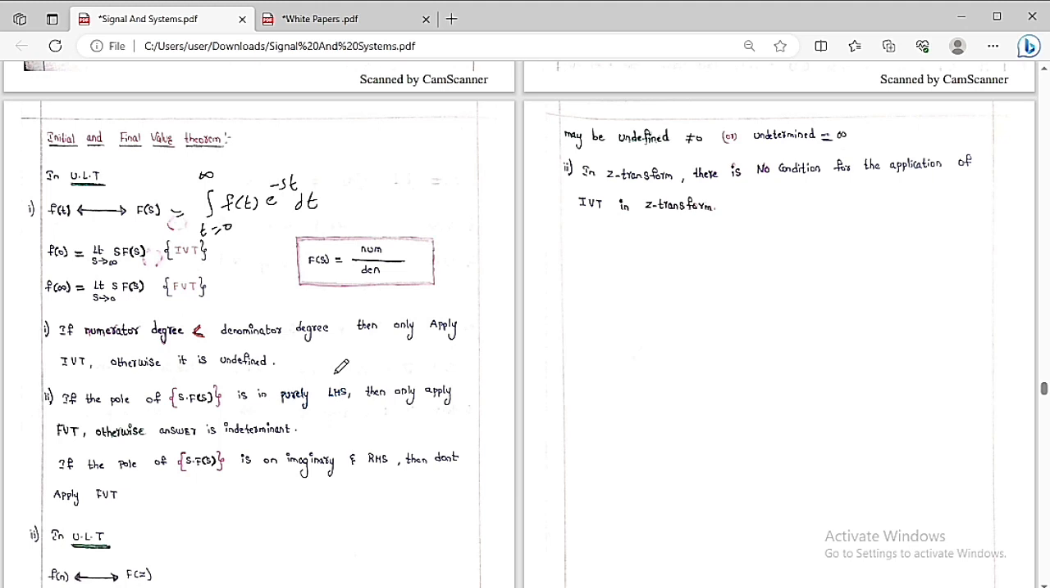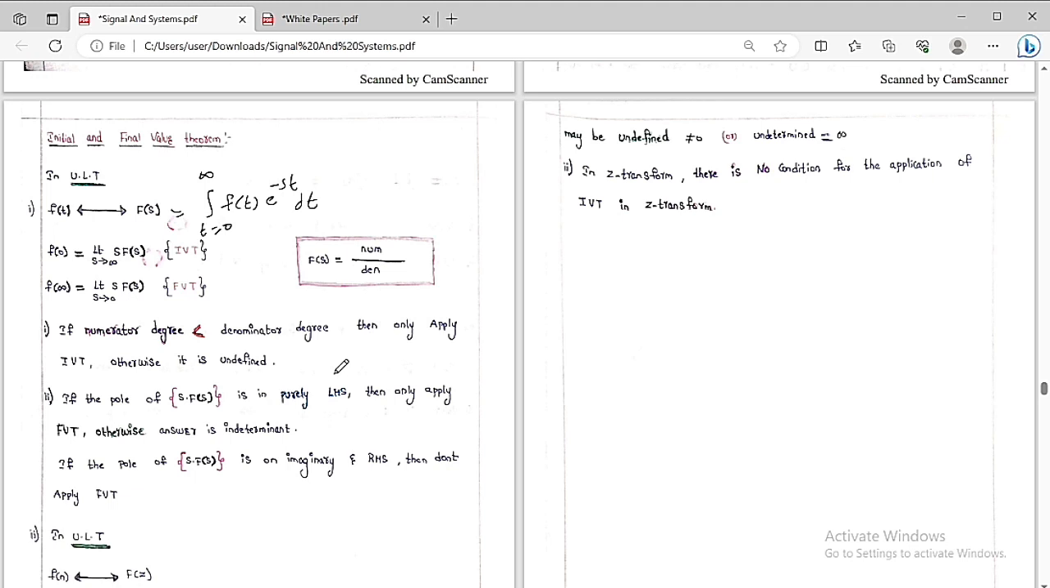Suppose the poles of s and F of s lie purely in the left half of the s-plane, then only you have to apply the final value theorem, because the system is said to be stable. Suppose the poles lie on the imaginary axis or on the right half, then the given system is said to be a marginally stable system or an unstable system.